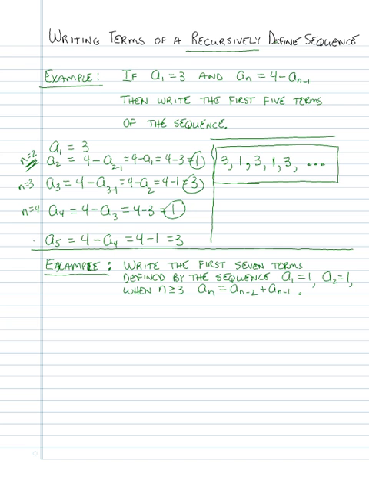Now, you might recognize right here, I'll point this out, that a sub n minus 1 is one term before a sub n. And a sub n minus 2 is two terms before a sub n. So this really says add the two terms that are right before the term we're trying to calculate. That's really what that says.